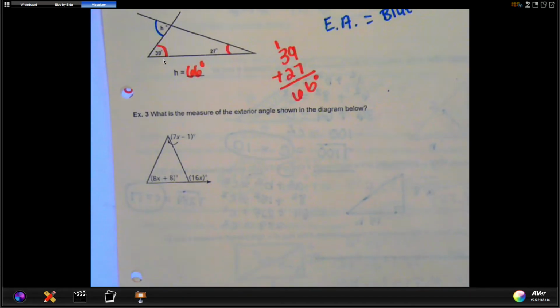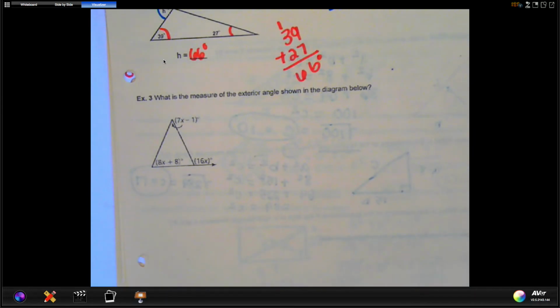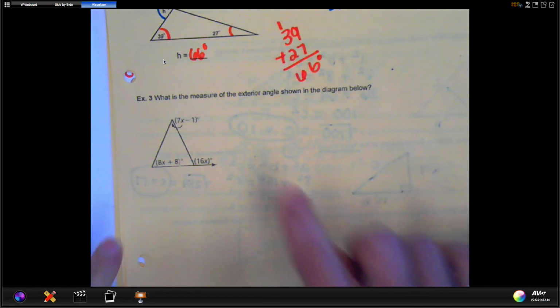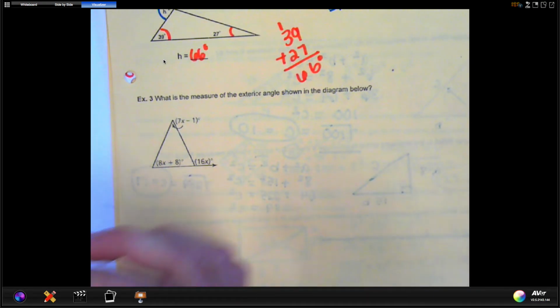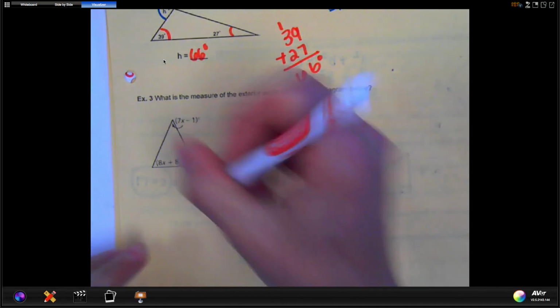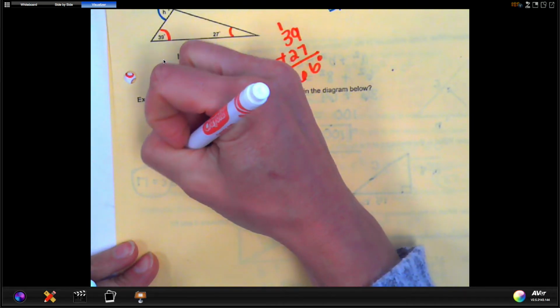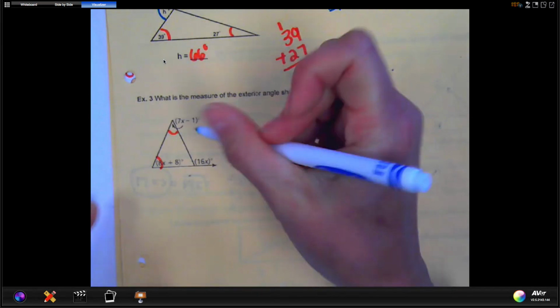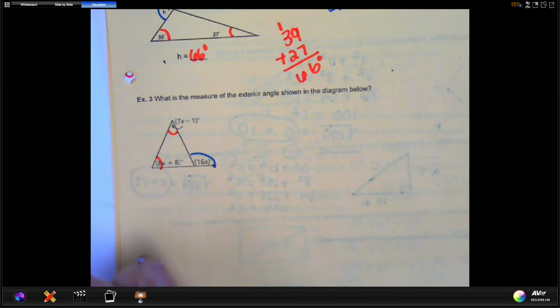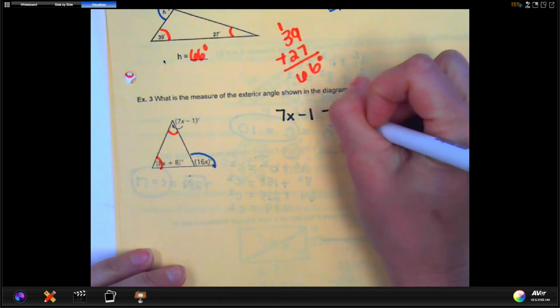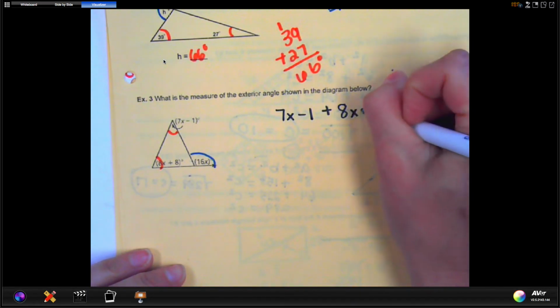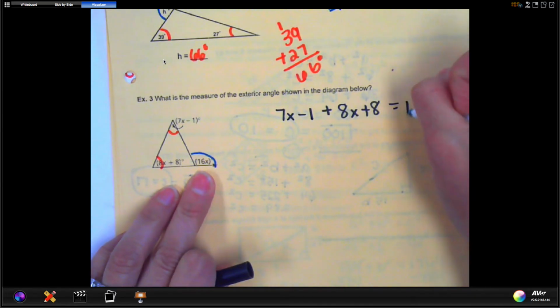And the last one, which is quite a bit more challenging, is throwing the algebra in. Notice we have x in all of our angle measures. So what we're going to do is use this same theorem, knowing that if I add these two remote interior angles, I should get the exterior angle, and we're going to set up an equation. Here's a remote interior angle and a remote interior angle, and our exterior angle is this 16x. So we set this up as 7x minus 1 plus our second one, 8x plus 8, and that's going to equal 16x.